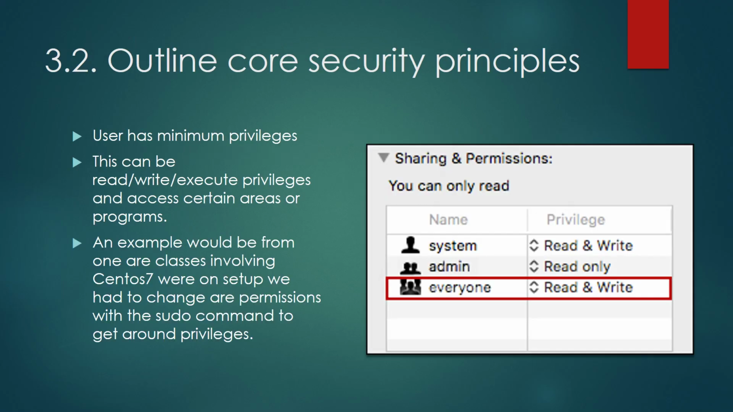3.2 Outline core security principles. User has minimal privileges. This could be read, write, or execute privileges, and access to certain areas of programs. An example would be from one of our classes involving CentOS 7, where on setup we had to change the permissions, so we could do read, write, and execute. So I believe that's 777. On the right is just a picture that shows an example of it.